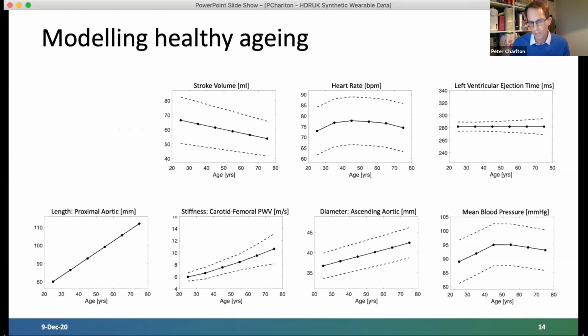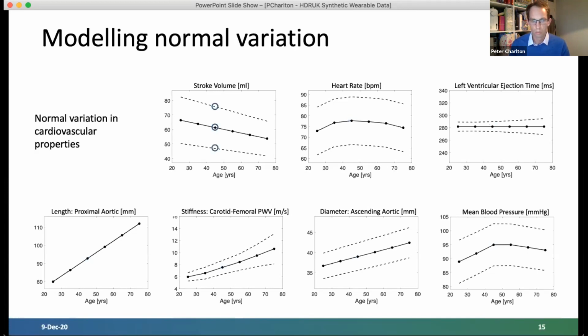We then extracted mean and standard deviation values, shown in solid black and dashed black respectively on these plots, for each of the input parameters. So for instance, if we wanted a baseline 45-year-old, then we took the mean value for each input property for 45-year-olds. And then if we wanted to model normal variation, then we took plus or minus 1 standard deviation, the value of each property.